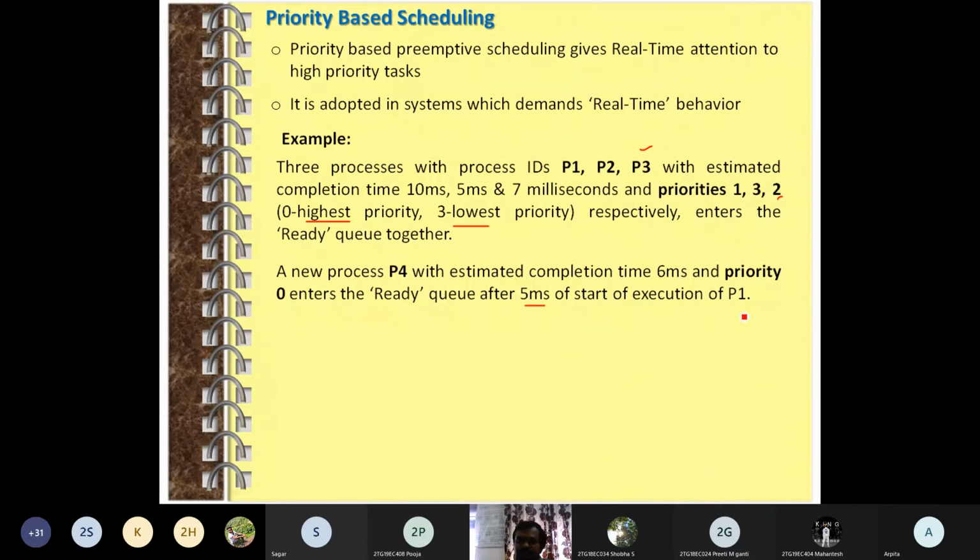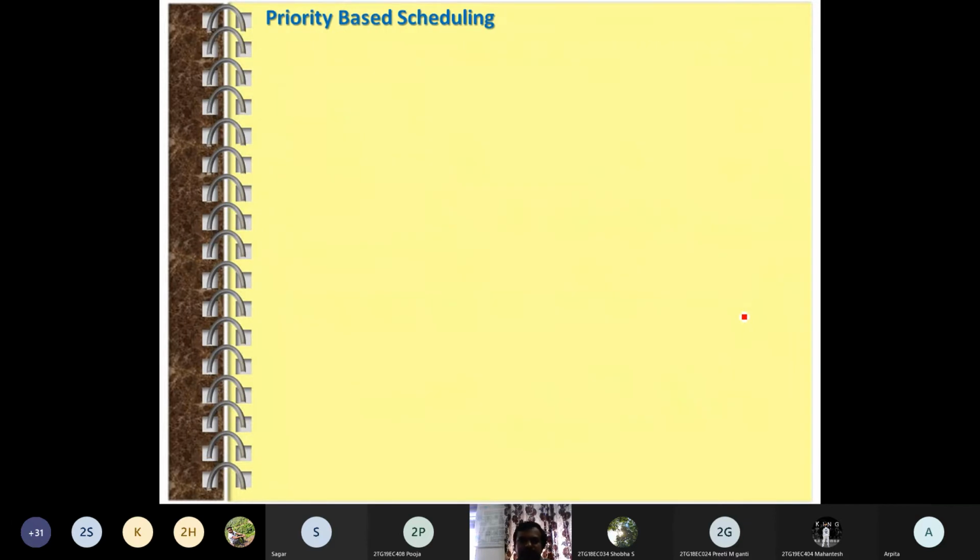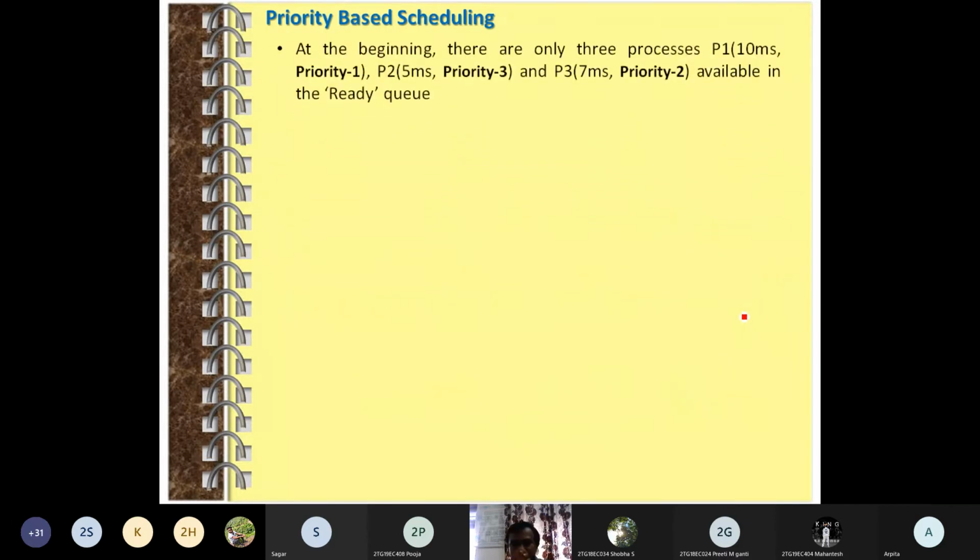So this presumption is required because if we go for operations other than CPU operations, obviously the process needs to interact with I/O, so it is a time-consuming process. We are assuming that there are no I/O operations. For this, how does the scheduling look?